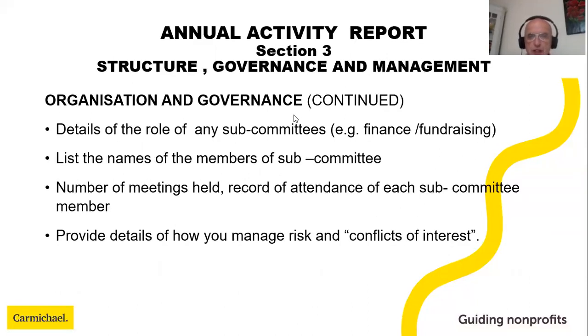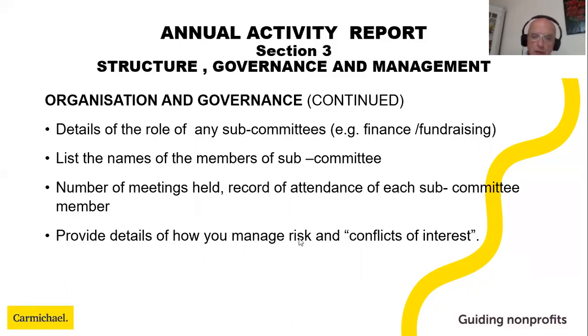Details of the role of any subcommittees. For example, if you have a subcommittee of finance or fundraising or an audit subcommittee or whatever, the role of the subcommittee and its terms of reference. Again, list the names of the members of the subcommittee. When was the subcommittee set up and who the members are, the number of meetings held, and then the record of attendance by each subcommittee member. Again, that is another indicator of the commitment of people to the aims and objectives of the organisation.